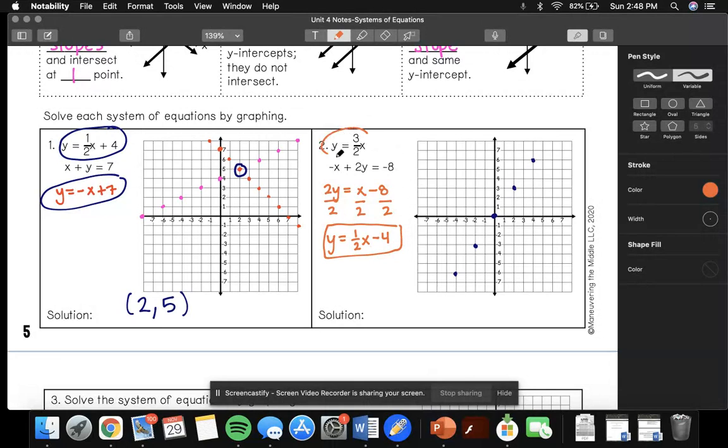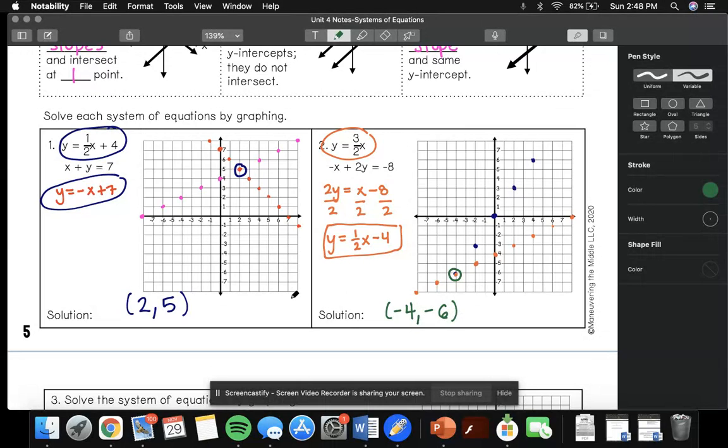Again, before I even do anything, I notice that their slopes are different, which means I know that they're going to cross before I do anything else. Okay, so I'm going to start at negative 4, and I'm going to go up 1, right 2. Then I'm going to go backwards, and that looks like that's where it's going to cross. So the solution would be right here. So negative 4, negative 6.